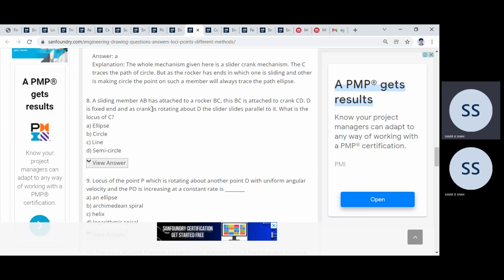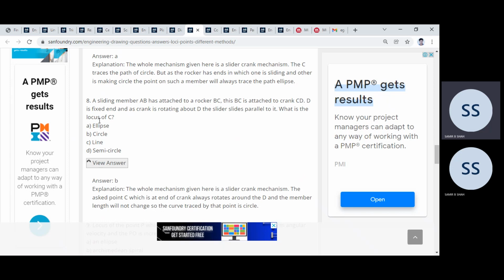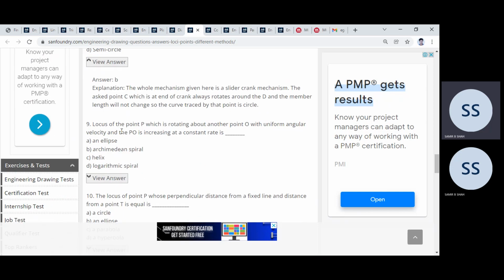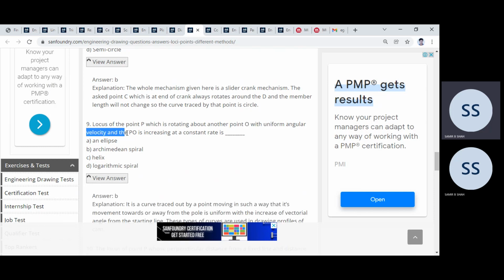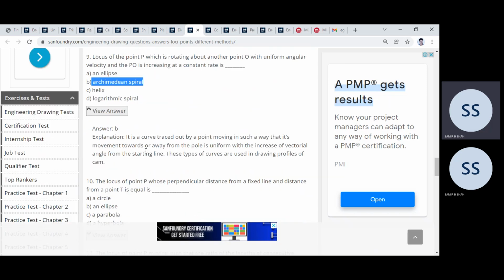A sliding member AB has attached a rocker BC. BC is attached to CD. D is fixed and the slider slides parallel to it. So what is the locus of C? At that time we consider that its locus is constant, so a circle. A point P which is rotating about another point O with uniform velocity, and PO is increasing, is known as an Archimedean spiral.